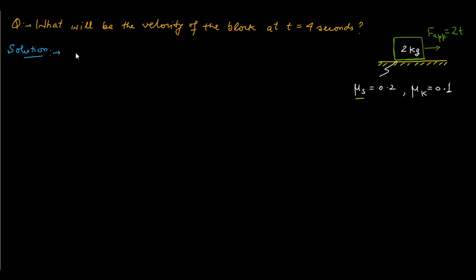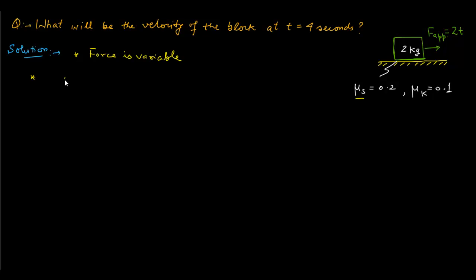So the first important thing that you can observe from this given figure is that force is variable here. Force is variable. This is the first important thing that you can observe from here. As we have to calculate the velocity of the block and there is friction also, so first we have to look whether the block will move or not by the application of the applied force.